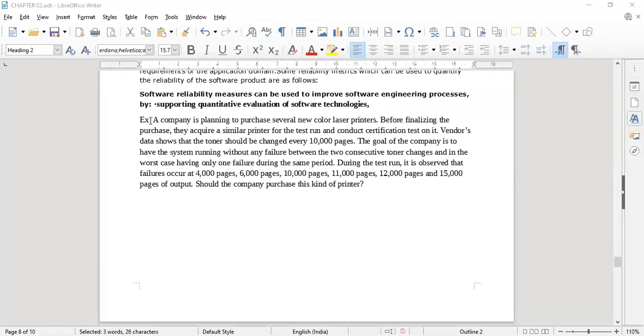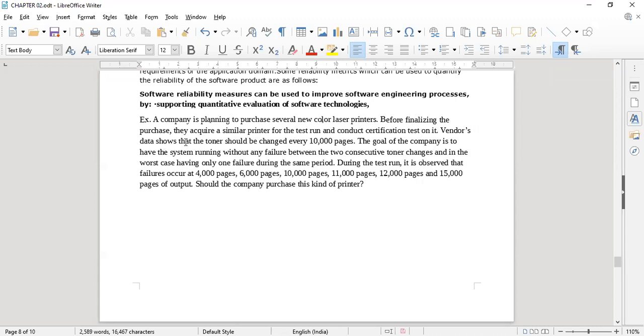Now, one example: a company is planning to purchase several new color laser printers. For example, this is your object. If a company is going to plan to purchase several new color printers, before finalizing the purchase, they acquire a similar printer for a test run. Test run means that prior to the final purchase, they simply execute a test run on that printer and conduct the certification test on it.